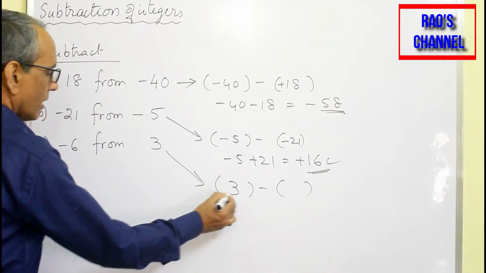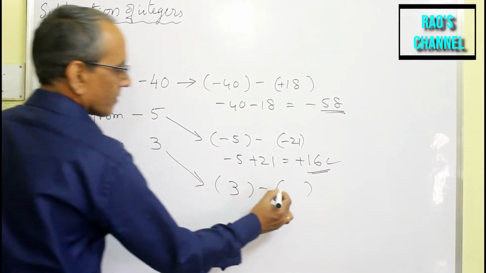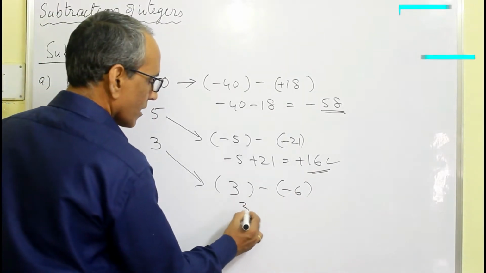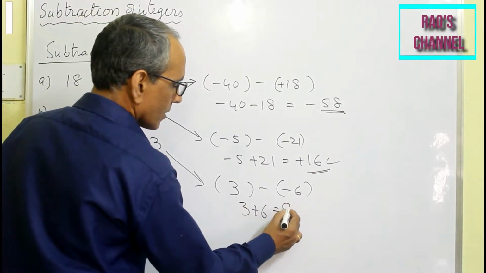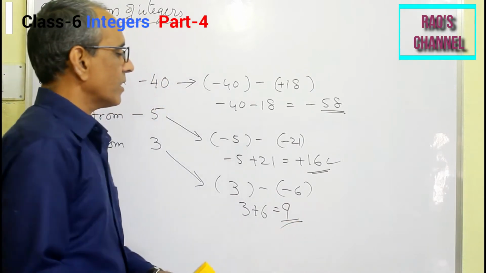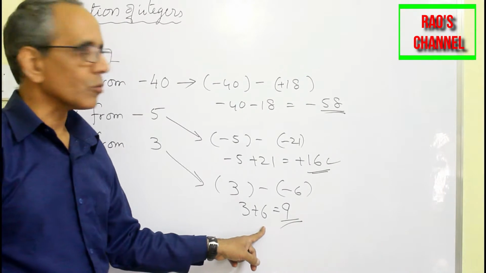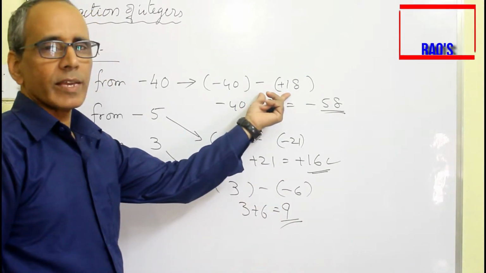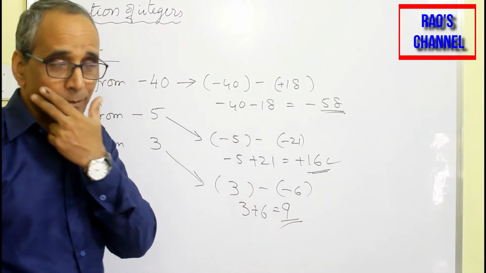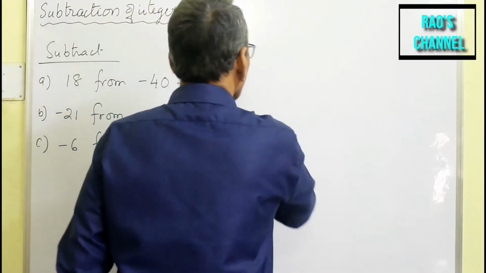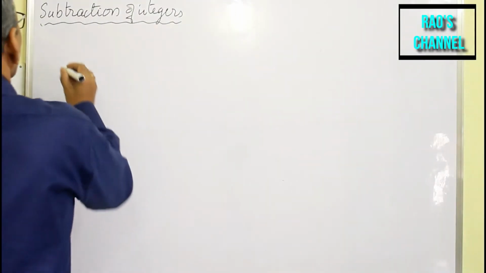From 3, what? Minus 6. Again a pair of like integers. So it is 3 plus 6, 9. Whenever you find a pair of like integers, the outcome is a positive. Whenever you find a pair of unlike signs, the outcome is a negative. So now we go for some questions, simplifying questions.